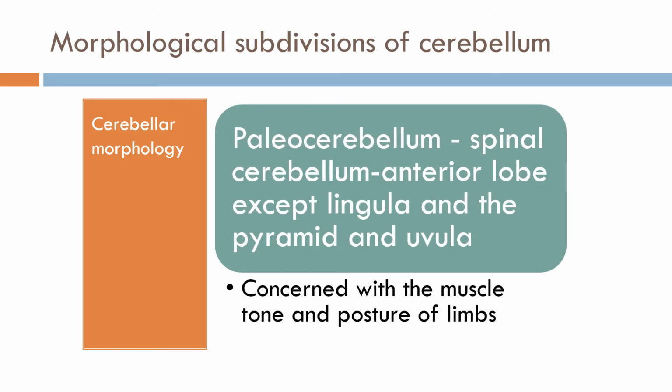Paleocerebellum or the spinal cerebellum consists of the entire anterior lobe except the lingula, because the lingula is already in the archicerebellum, and the pyramid and uvula in the posterior lobe. This is concerned with the muscle tone and posture of the limbs.